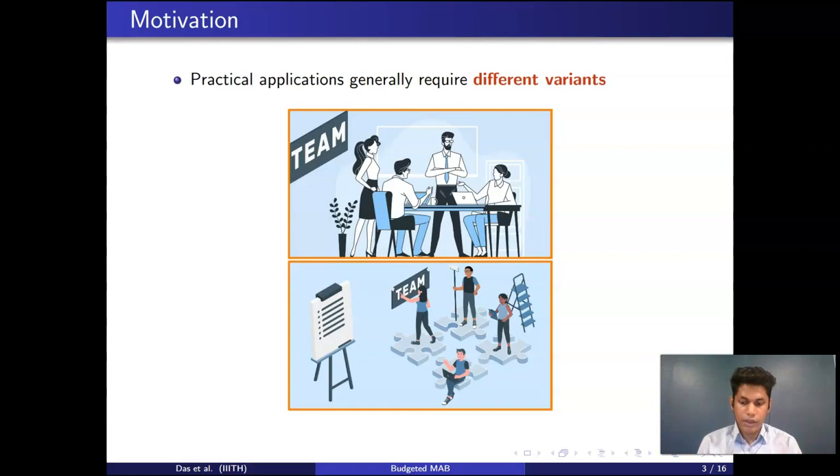So we started with a normal multi-arm bandit situation, but we ended up with a setting where you have budget constraints as well as a combinatorial setting. So that is the basis of our paper. That is why our paper is on the budgeted combinatorial multi-arm bandits. Such a scenario is what we hope to deal with efficiently.